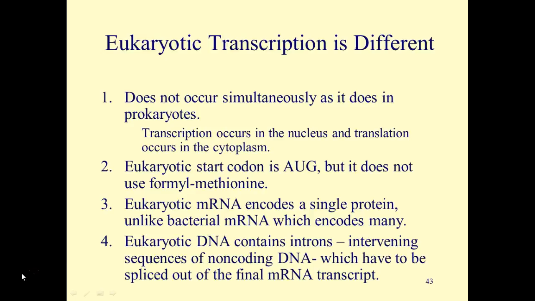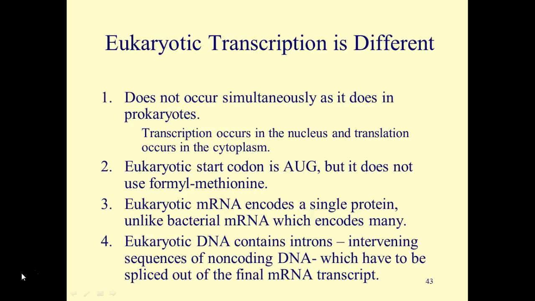Eukaryotic messenger RNA encodes a single protein, unlike bacterial messenger RNA, which encodes many. So in the previous slide, we saw that the ribosomes were busily translating these proteins. Also, bacteria transcribe and translate genes in functional units, so there may be more than one gene that is transcribed and translated at a particular time.